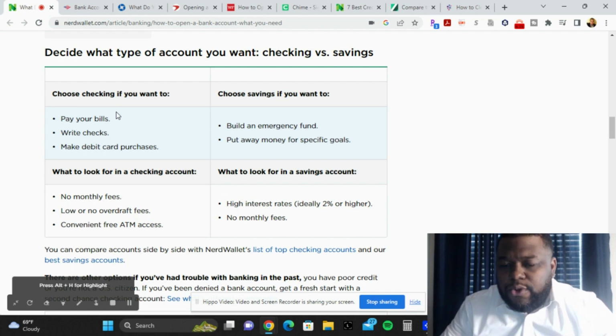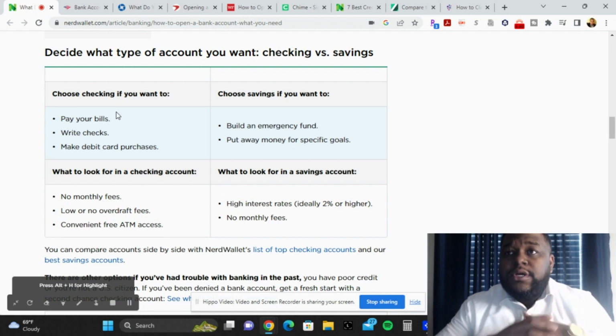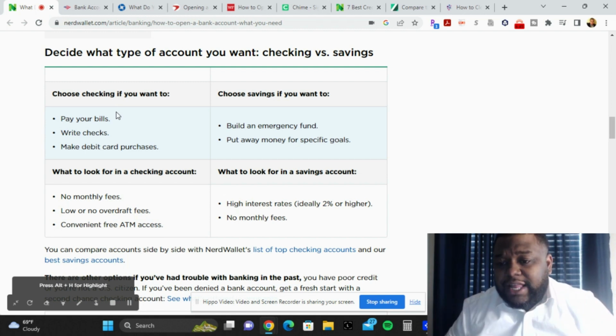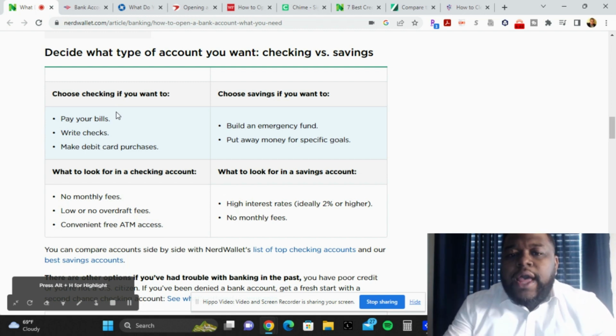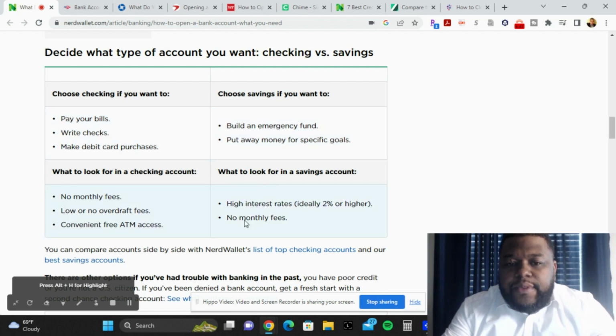And then people use the savings account just to save, maybe to save up to buy a large purchase like a car or a house. And then also just keep in mind that certain accounts may come with a fee. Just keep that in mind.